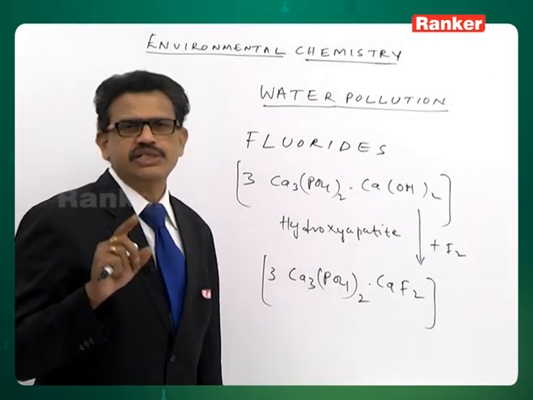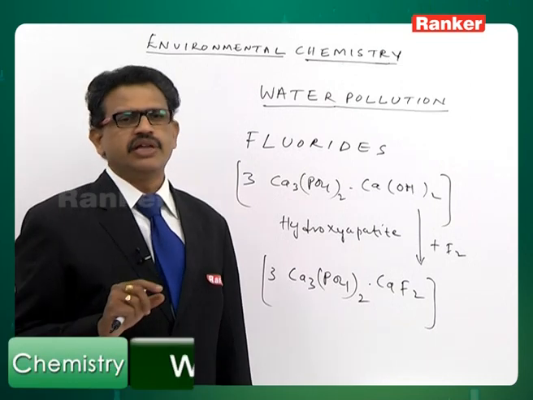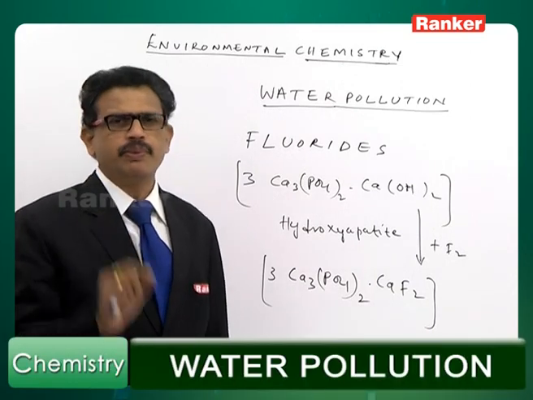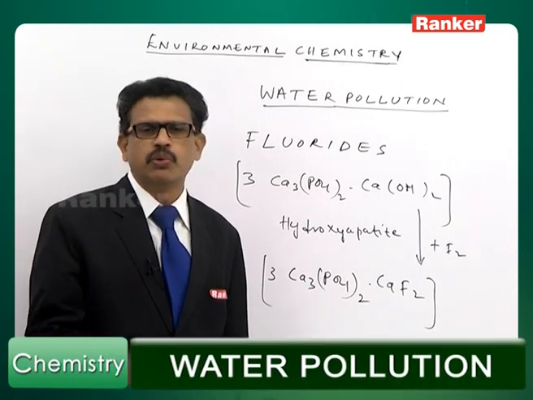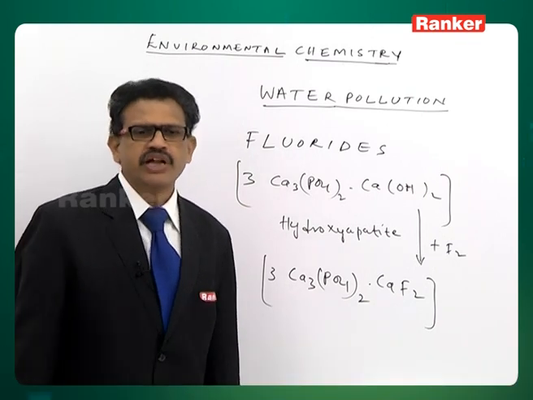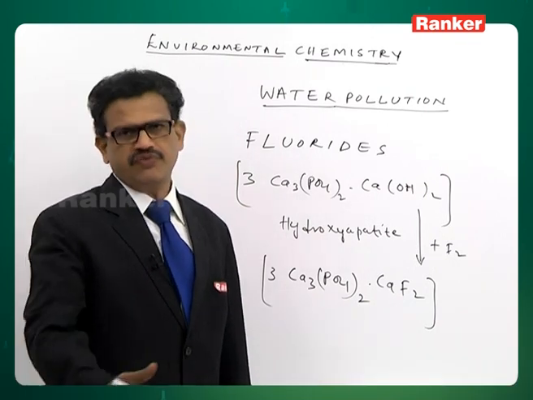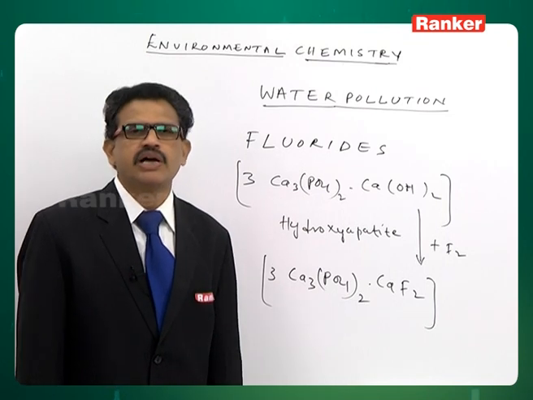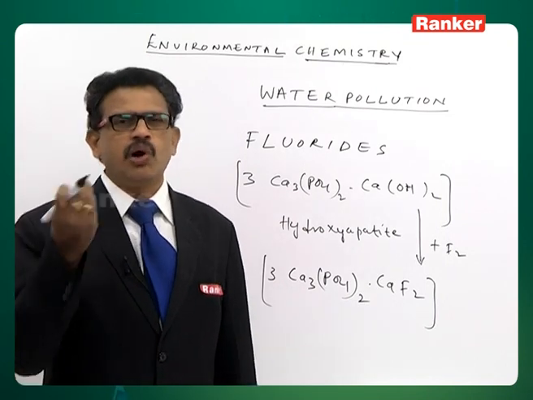When the fluoride ion concentration is within certain limits, up to 1 ppm, it is useful for us. It will strengthen the bones and the teeth. Fluoride ion concentration above 2 ppm causes brown mottling on the teeth.